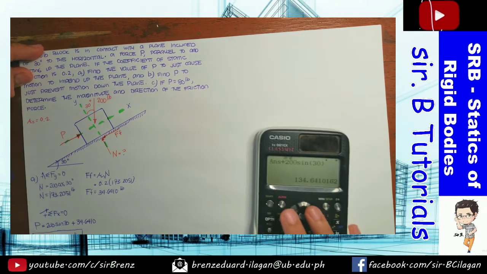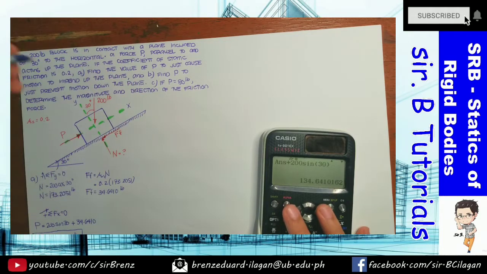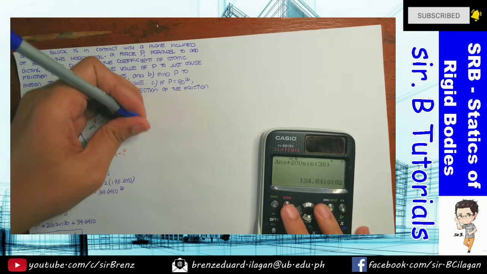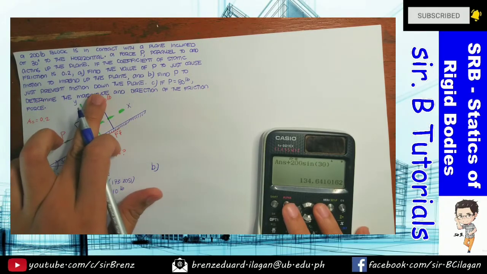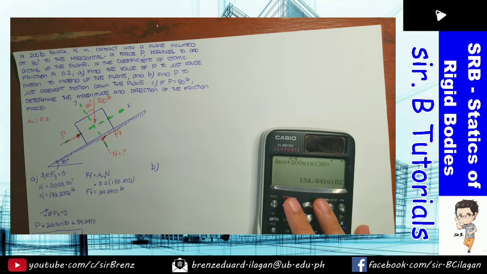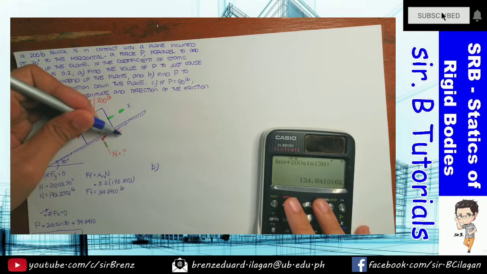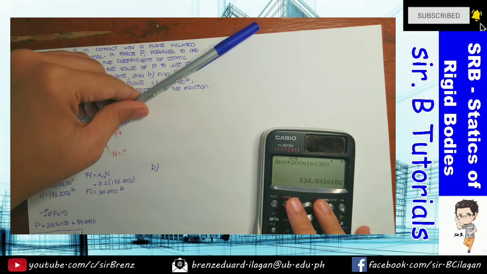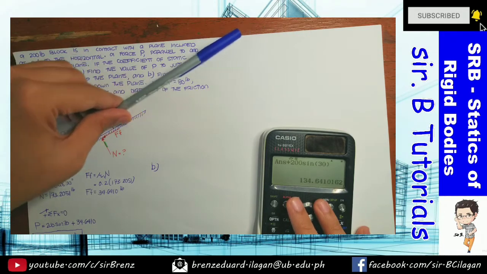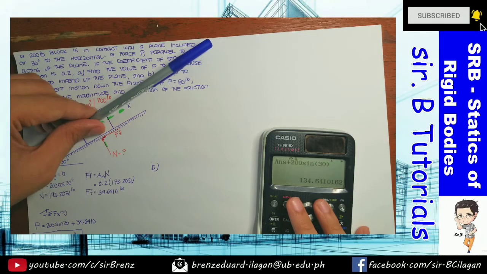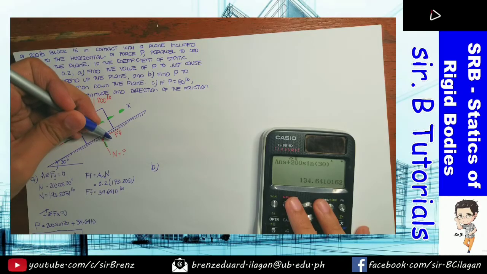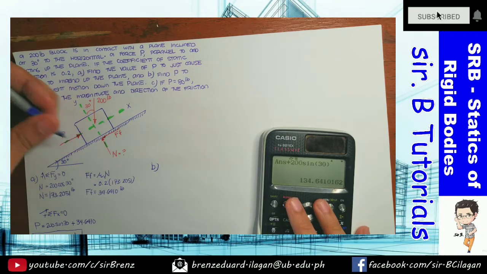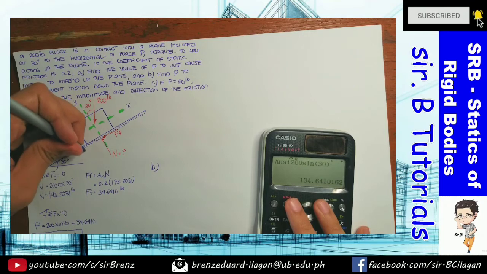Ano bang sunod nating pinapahanap for letter B? So for letter B, find the P to just prevent the motion down the plane. Mangyayari lang dito guys, ang mapapalitan lang dito is itong direction ng frictional force. Kasi ang tendency niya is yung pababa. So dapat, if yun yung magiging motion niya, yung frictional resistance, dapat maging pataas siya. Okay?